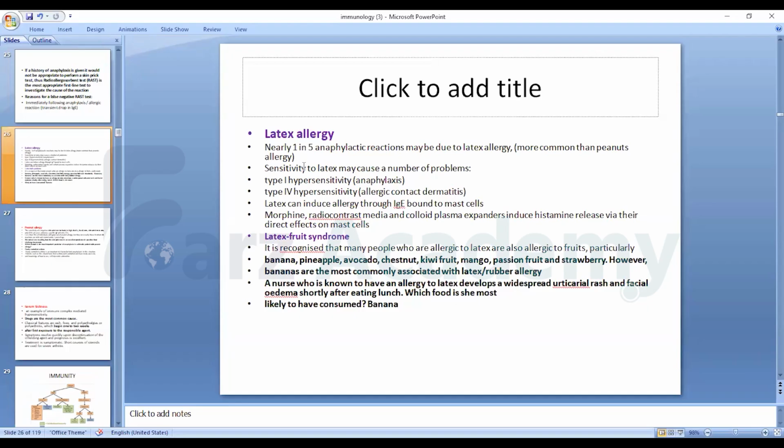So a nurse who is known to have an allergy to latex develops a widespread urticarial rash and facial edema shortly after eating lunch. Which food is the most likely to have been consumed? Banana.